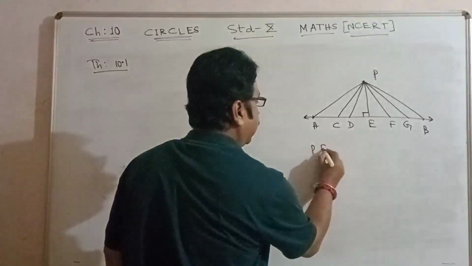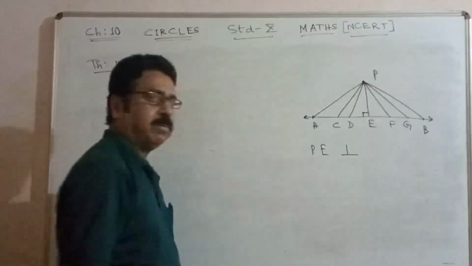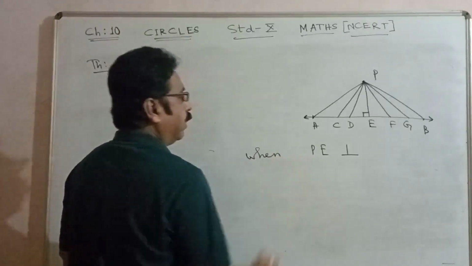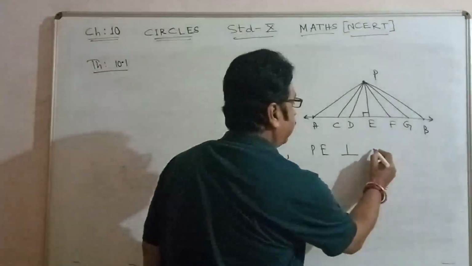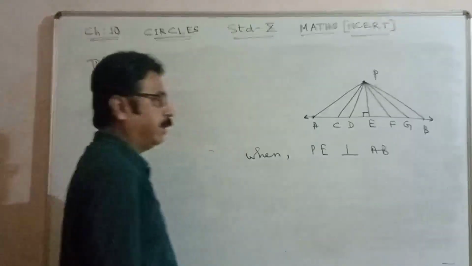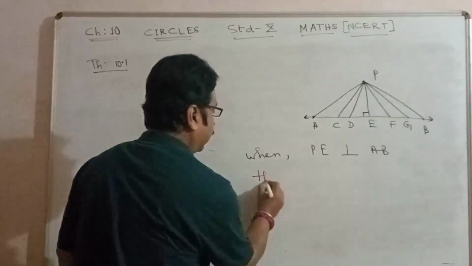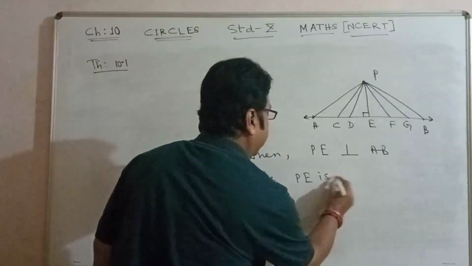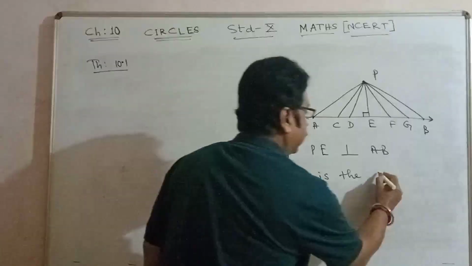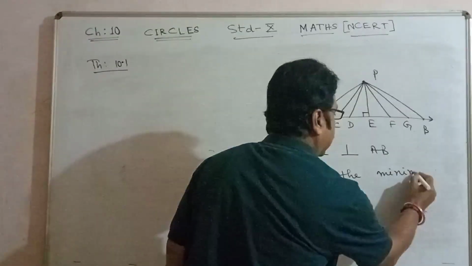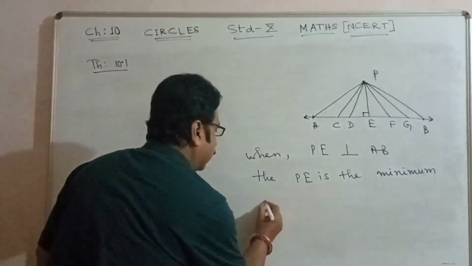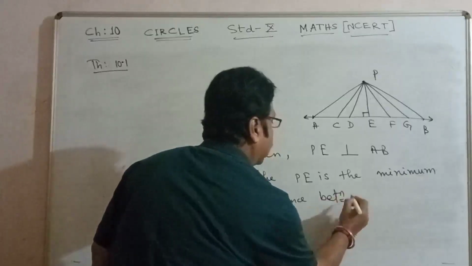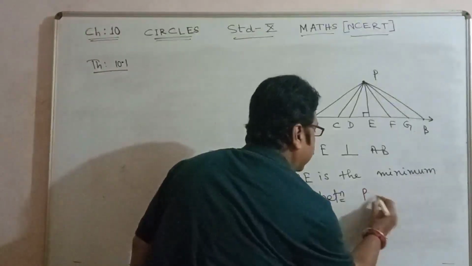So when is this possible? When PE is perpendicular to, symbolically I have written perpendicular, the line AB, then PE is the minimum distance between the point P and the line AB.